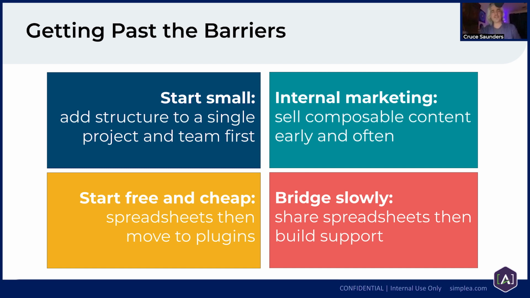So here are some ways to get past the barriers. Number one is, start small. So adding structure to a single project and a single team first. And we'll look at that when we look at the funnel as well. What is a good way to begin to narrow a scope that will allow you to demonstrate the value of component content in action? And then two is internal marketing. Really, no matter how good the models and the component structure are, it has to be sold in to the other folks that are working on it. So there is an internal marketing effort that goes along with any of these initiatives.